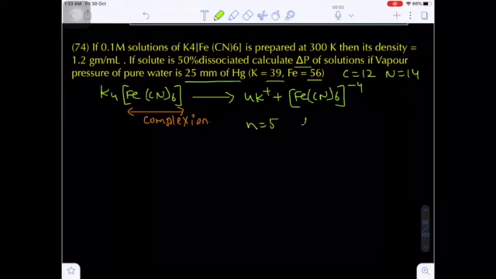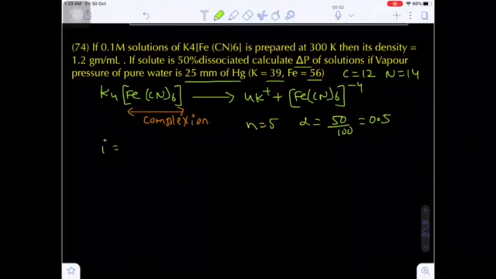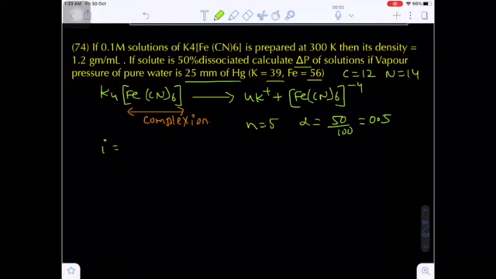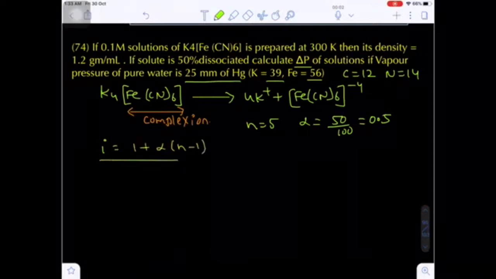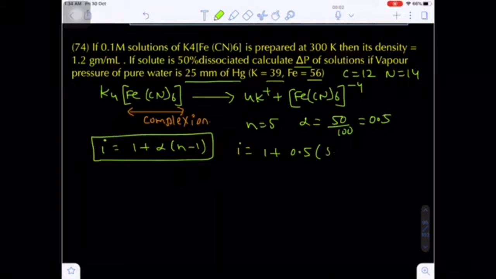Okay. Now what is the alpha value given? 50%. 50% in the sense how much? Alpha value 0.5. So in the last class I explained the relation between the Van 't Hoff factor and degree of ionization. Iota i is equal to 1 plus alpha into (n minus 1). Yes or no? So iota is equal to 1 plus alpha value 0.5, number of particles total 5, 5 minus 1 means 4, 4 into 0.5 is 2.